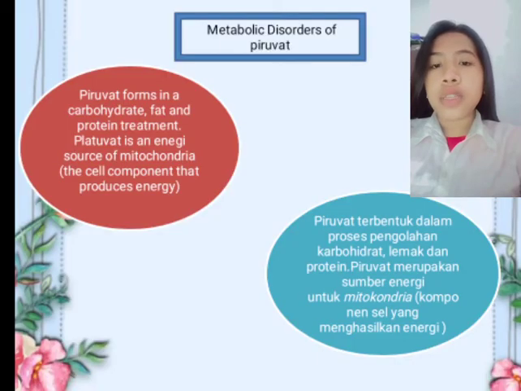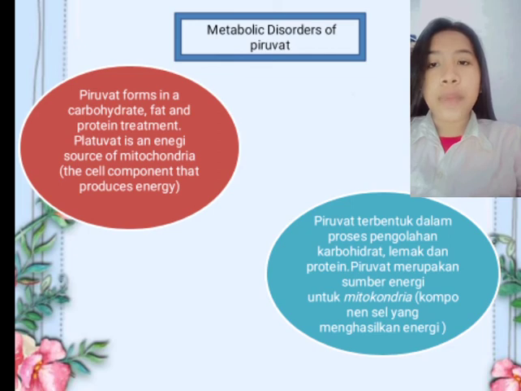And the third, metabolic disorder of pyruvate. Pyruvate forms from carbohydrate, fat, and protein treatment. Pyruvate is an energy source of mitochondria, the cell component that produces energy. Interference in the metabolism of pyruvate can cause disruption of mitochondria function and creates a number of symptoms.